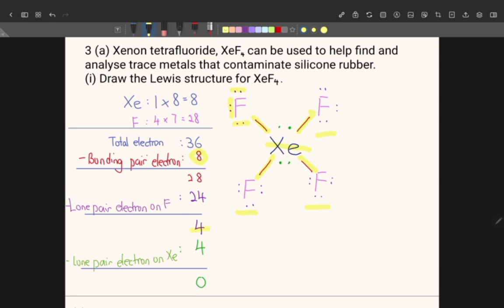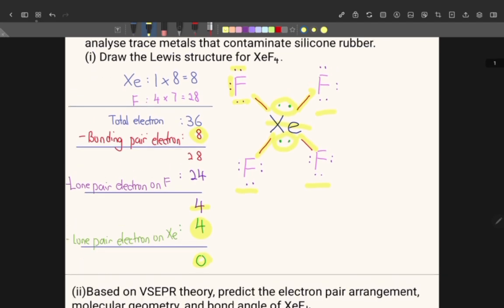The 4 electrons we will add to the central atom, which is Xe. So we have 2 here, 2 here. So 4, and 4 minus 4 equals 0. So this is our Lewis structure.